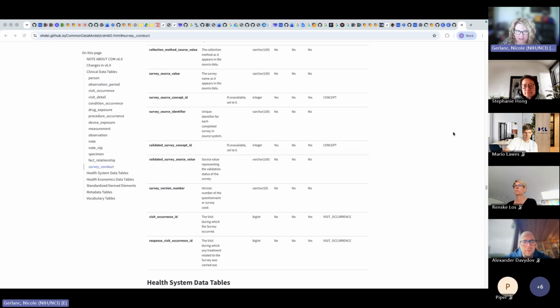Yeah, I mean, it makes sense. And I agree that it'd be nice to unload this from observation because it tends to get used a lot. And again, it lines up with how we've talked about using observation for the question answer pair. Even in version 6, there is no actual survey table, only the survey conduct table. The survey table actually doesn't exist, but it's the survey conduct which houses the metadata associated with the survey.